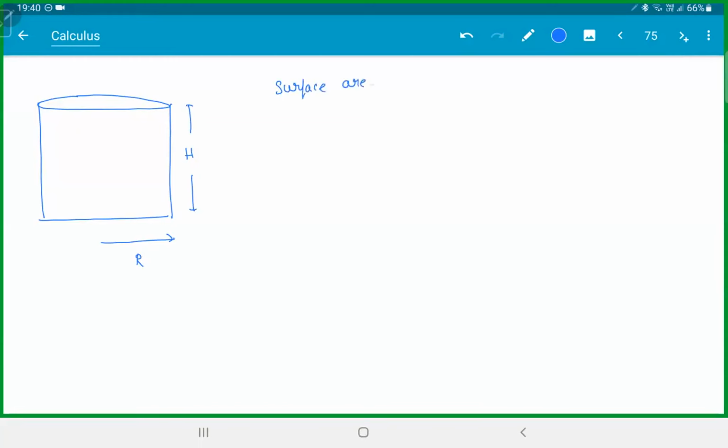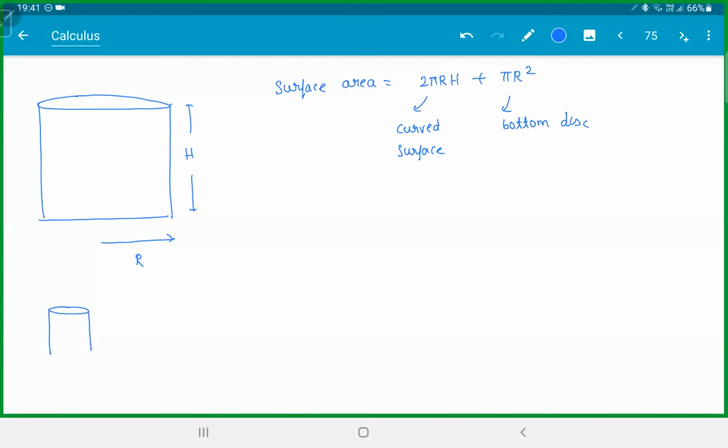Surface area. The curved surface is 2 pi R H plus the base area is pi R square. This is the curved surface. You should know this. This is the bottom disk. This you know. Now, for people who don't know that curved surface, let me show you how that looks.